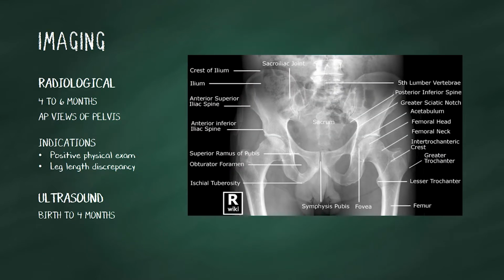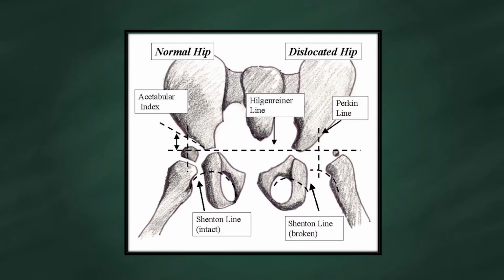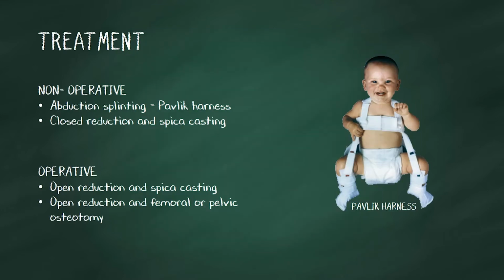Radiographs are only useful when the proximal femoral epiphysis has ossified, usually by 4 to 6 months of age. Before this, ultrasound is a primary imaging modality. Radiographic measurements are useful in evaluating developmental dysplasia of the hip. Details of these measurements have been omitted for simplicity's sake, but one is encouraged to read further on these radiographic parameters. The goals in the management of DDH are to obtain and maintain a concentric reduction of the femoral head.